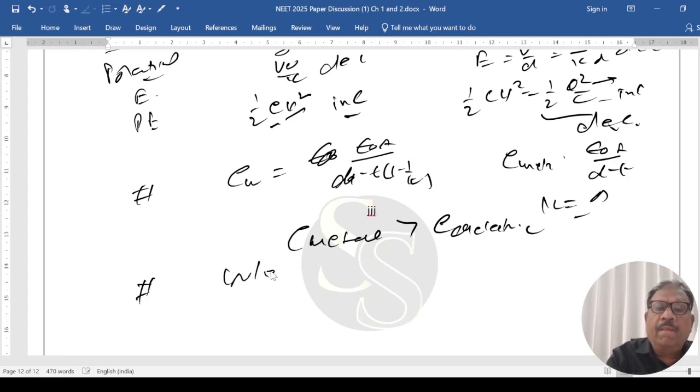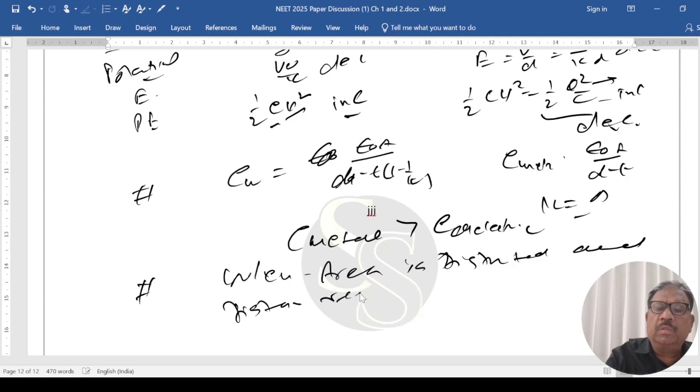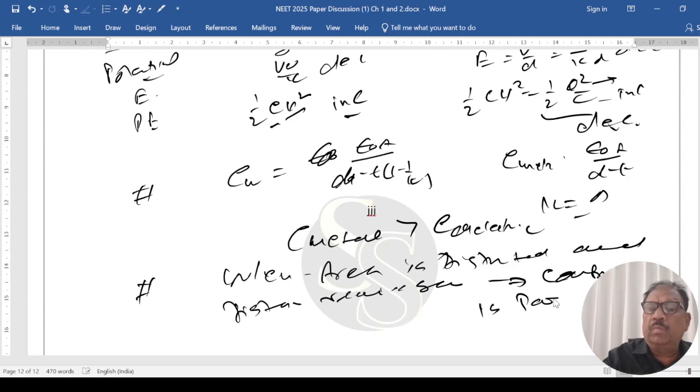Next, when area is distributed and distance remains the same, the combination is a parallel combination. Right? Next question.